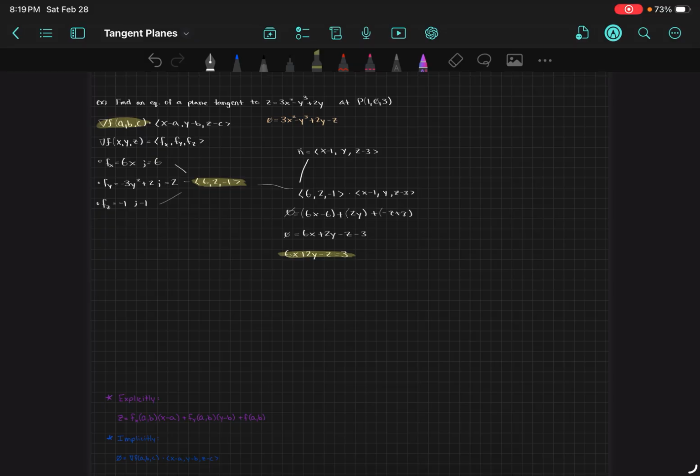That is tangent planes. In the next video, we are going to be going over linear approximations, something that goes hand in hand with these essentially. So thank you very much.